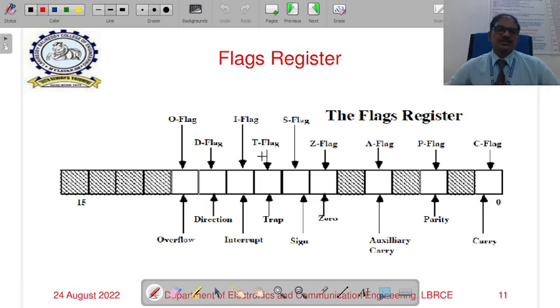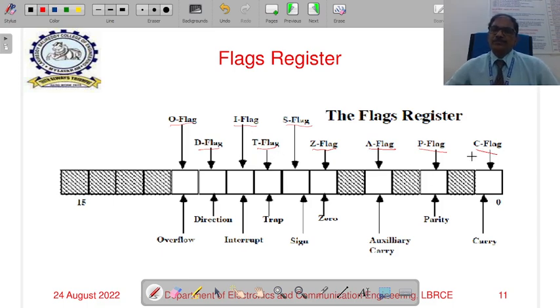This is the organization of the flags register. These are the 9 flags. First, carry flag, parity flag, auxiliary carry, zero flag, sign flag, trap flag, interrupt flag, direction flag, and overflow flag. Here the carry flag, parity flag, auxiliary carry, zero, sign, and overflow flags come under the conditional or status flags category, and trap flag, interrupt flag and direction flag come under the control flags. We'll see one by one.